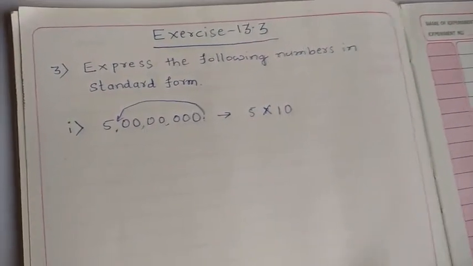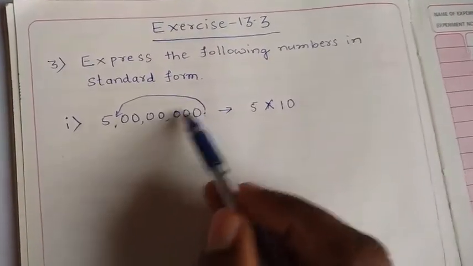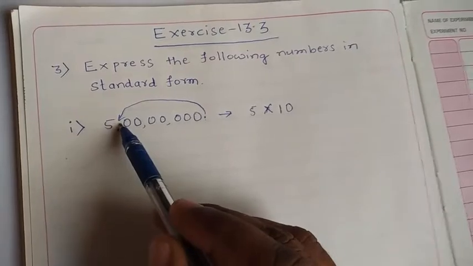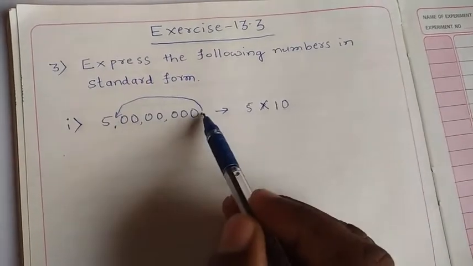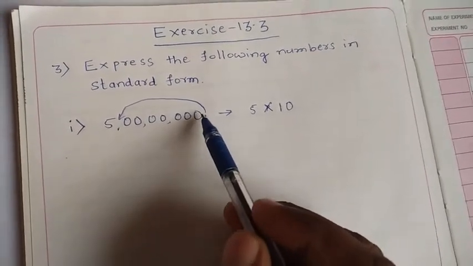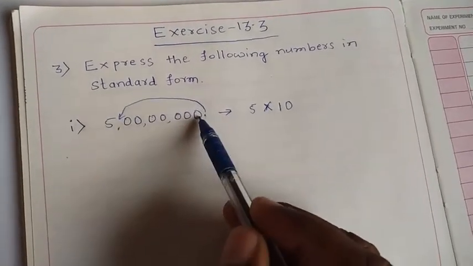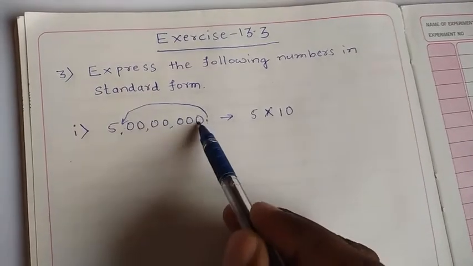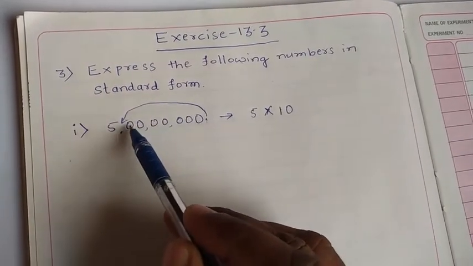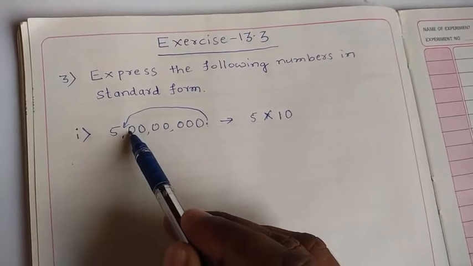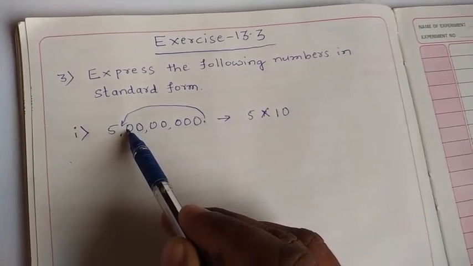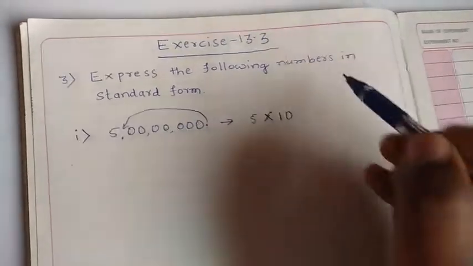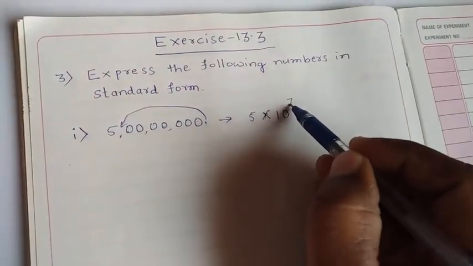Next, how many digits did you move the point? Count all those: 1, 2, 3, 4, 1, 2, 3, 4, 5, 6, 7. You moved the point 7 places. So you have to write 7 here.